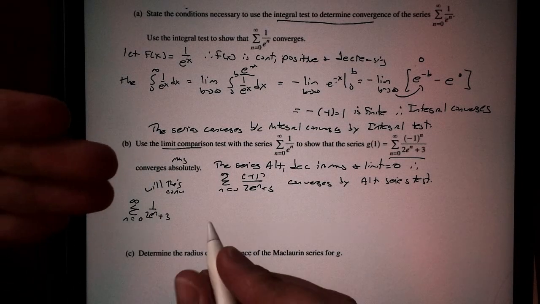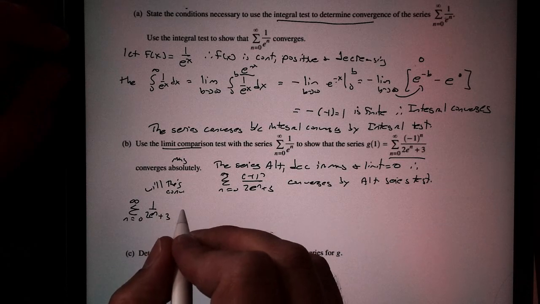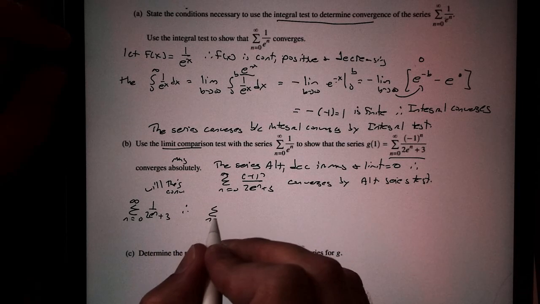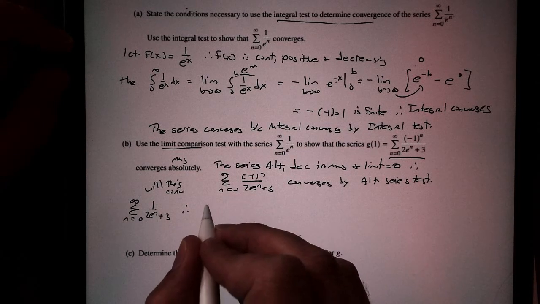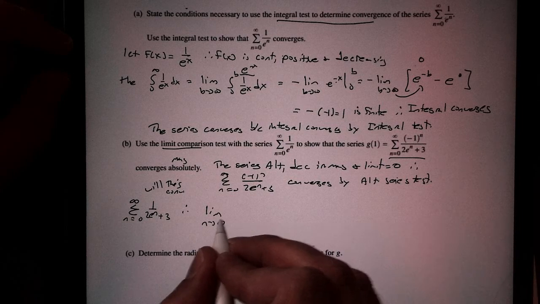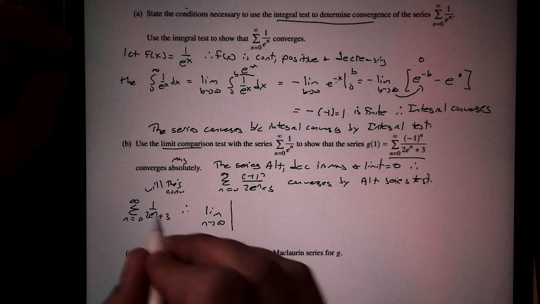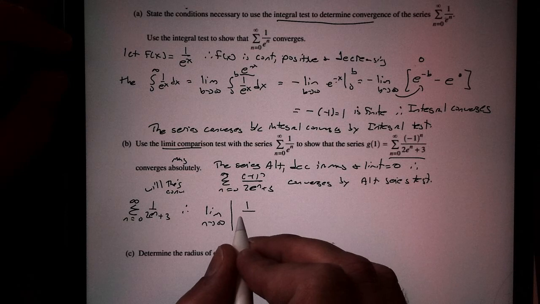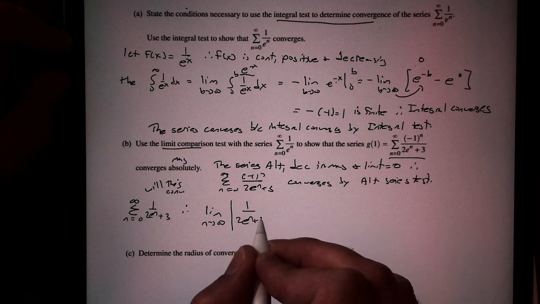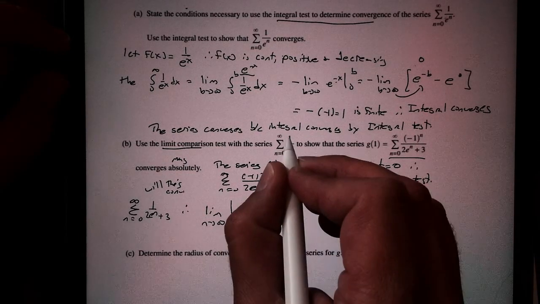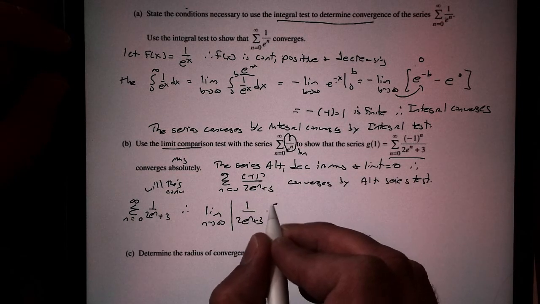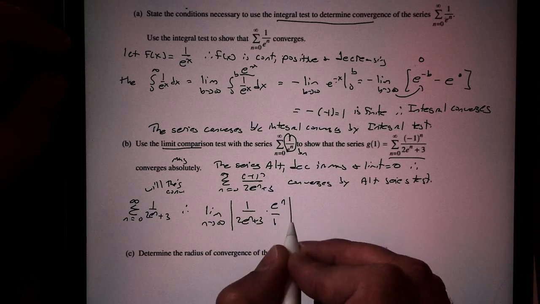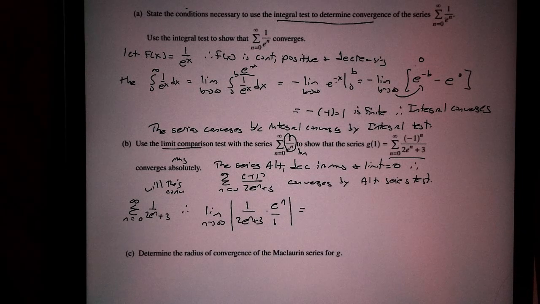So what limit comparison says to do is take the limit as n goes to infinity of our function right here, 1 over 2e to the n plus 3, and I divide that by my b sub n. Remember, in limit comparison, this is my b sub n. So I'm going to divide that by it, and this becomes e to the n over 1. And I just want to make sure that this will become a finite number.